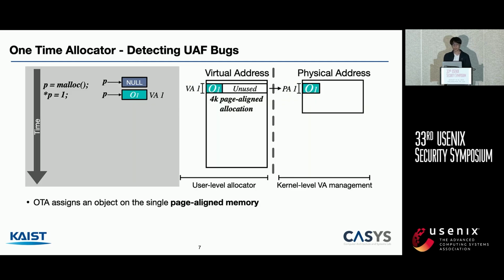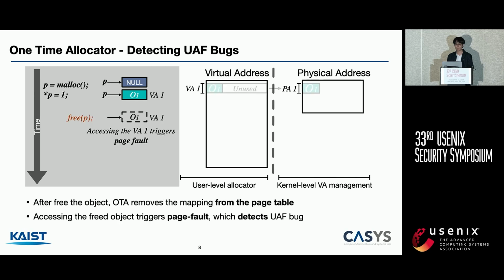A recent approach to detecting use-after-free involves using a one-time allocator. A one-time allocator allocates an object on a single page of memory, typically defined as 4 kilobytes. When the object is freed, the one-time allocator removes the mapping from the page table. As the object mapping is removed from the page table, any further attempt to access the freed object triggers a page fault, which effectively detects use-after-free. This mechanism detects use-after-free if there is no overlapped virtual address in the program.